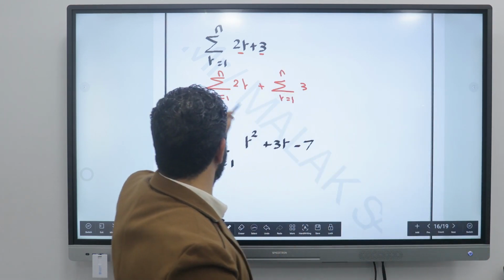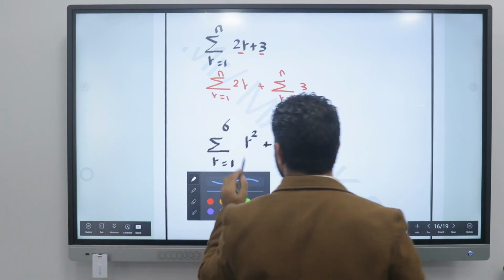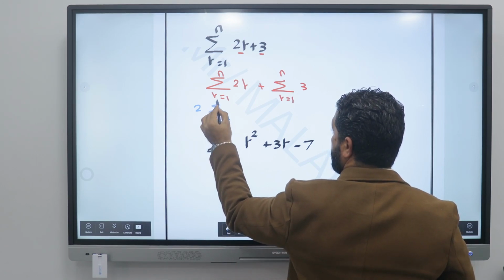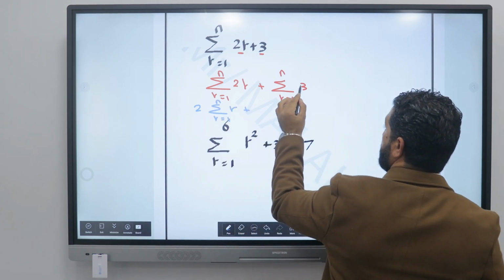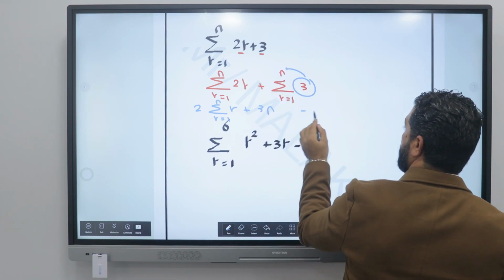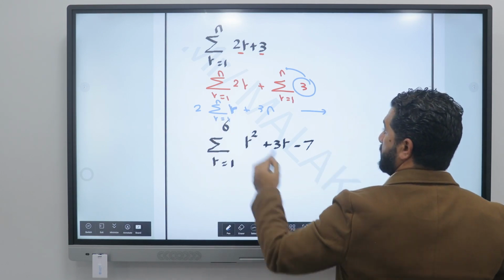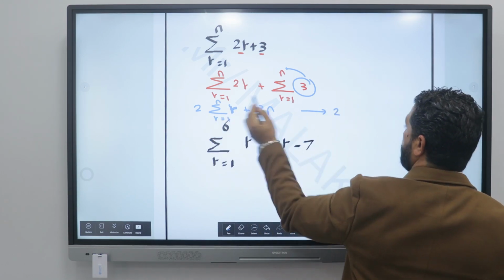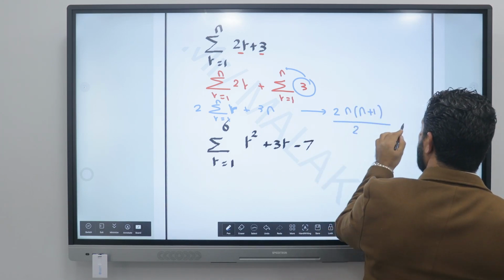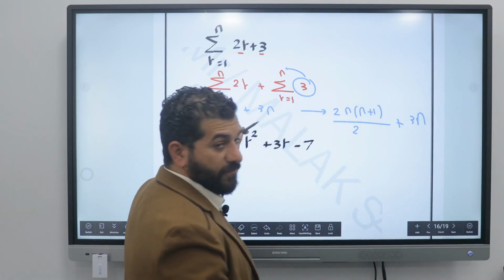What about this 2? We can write it as 2 multiplied by the sum of r from 1 to n, plus the sum of 3, n times. It will be 3n. So that leads to: here we have r, so it will be 2 multiplied by n times n plus 1 all divided by 2, plus 3n. This 2 is in front of the sum.